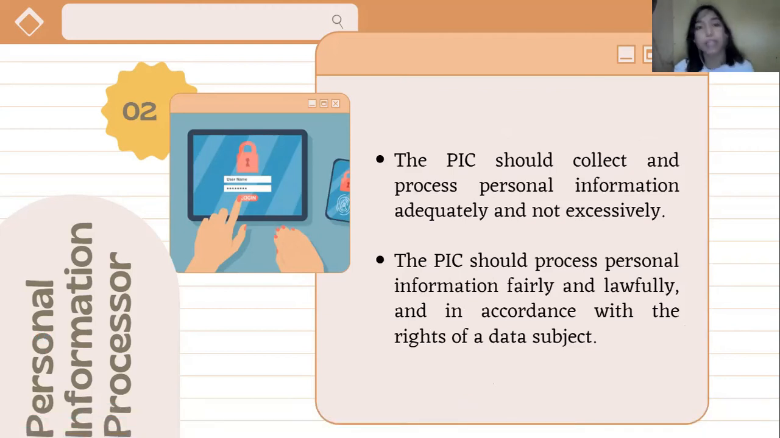Okay, the second role of the PIC is to collect and process personal information adequately and not excessively, meaning they must also ensure personal information is exact and accurate, or in simple words, precise, so excess and unverified information should not be processed. Next, the PIC should process personal information fairly and lawfully and in accordance with the rights of a data subject. As the personal information controller was given the duty of handling an organization's or an individual's information, it must always adhere to the given laws and regulations to perform its responsibilities ethically. Next.